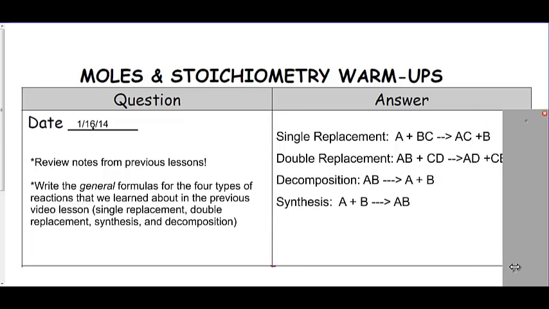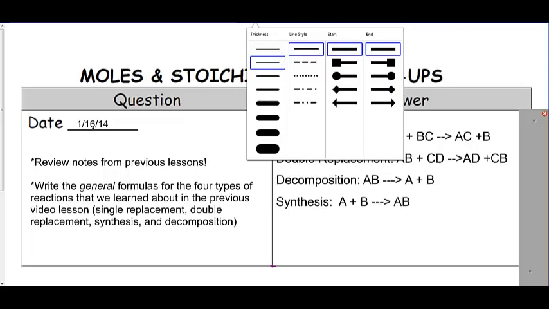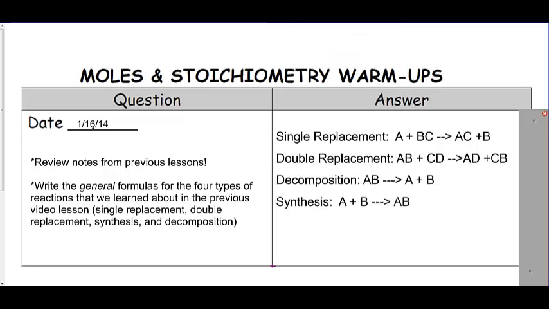Okay, so your answers should look something like this. You should have listed your single replacement, double replacement, synthesis, and decomposition reactions, and the general formulas. For single replacement, it's just A plus BC. I have one element or reactant by itself reacting with a compound, 2 or more elements, to yield a new compound and one of the elements by itself. So you'll see 2 products, one by itself, and then a compound.